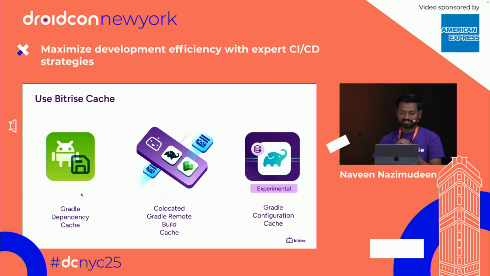And the second idea that we had was to try to use Bitrise cache. We have 3 types of cache for Android within Bitrise for Gradle. We have the Gradle dependency cache, we have the co-located Gradle remote build cache, and Gradle configuration cache that's experimental right now. The dependency cache basically caches the dependencies that are downloaded. The remote build cache caches the outputs of the Gradle tasks. For each input, it caches the tasks. And configuration cache caches the output of the configuration phase.